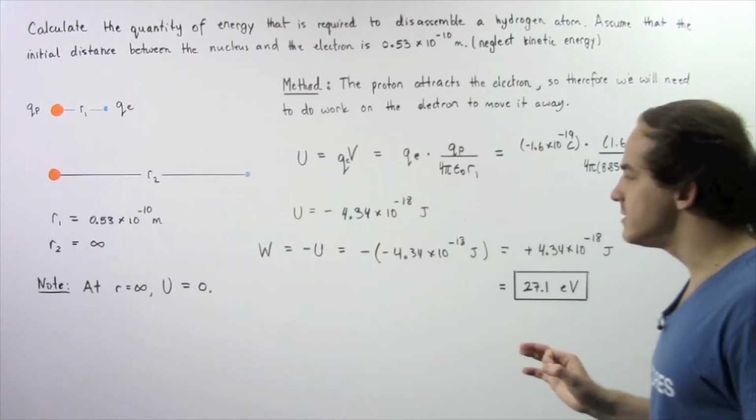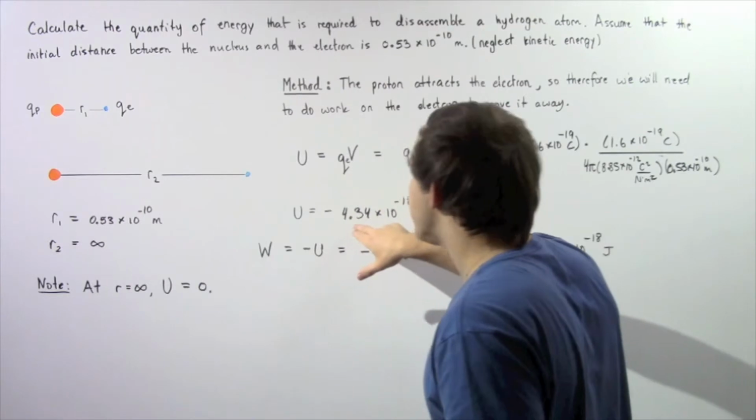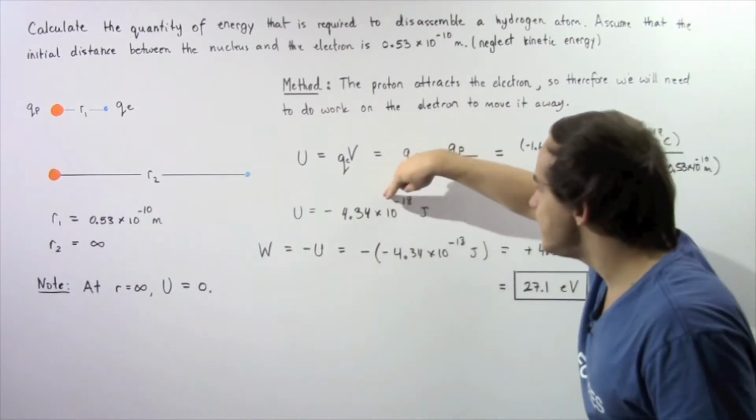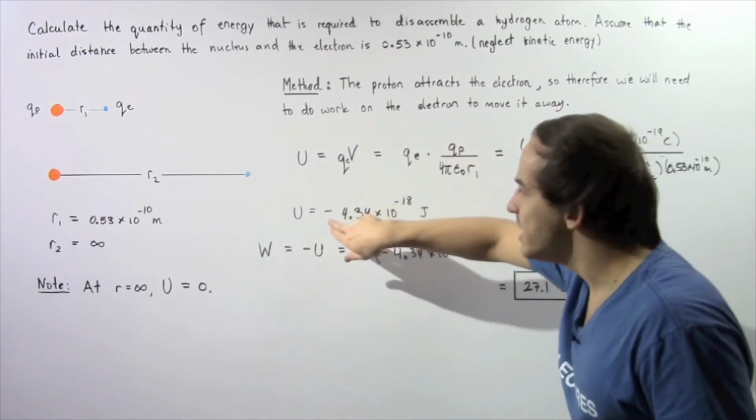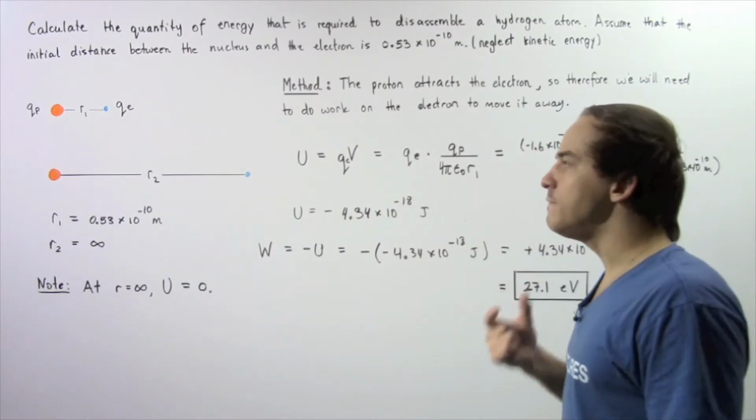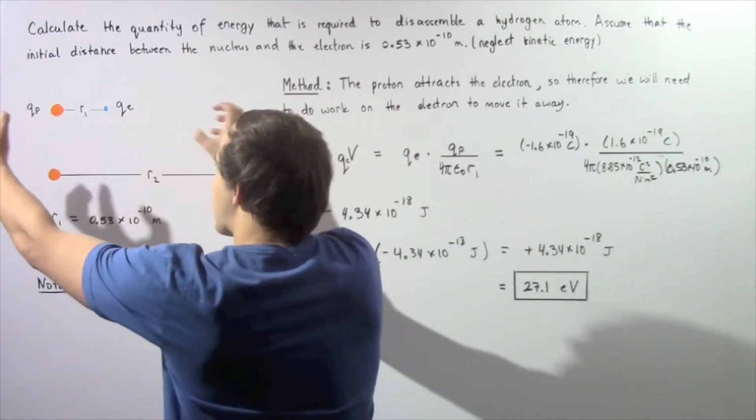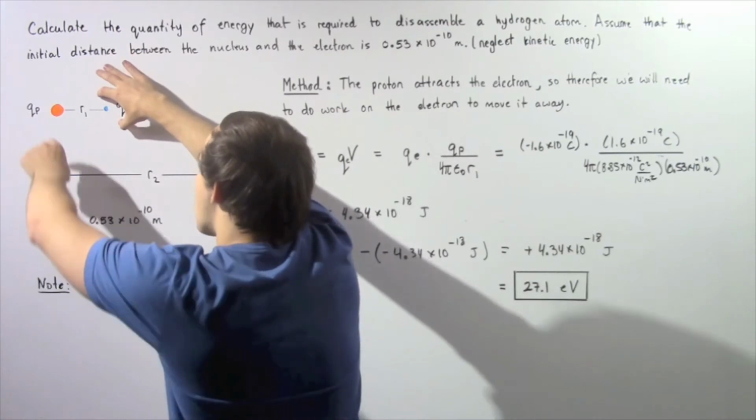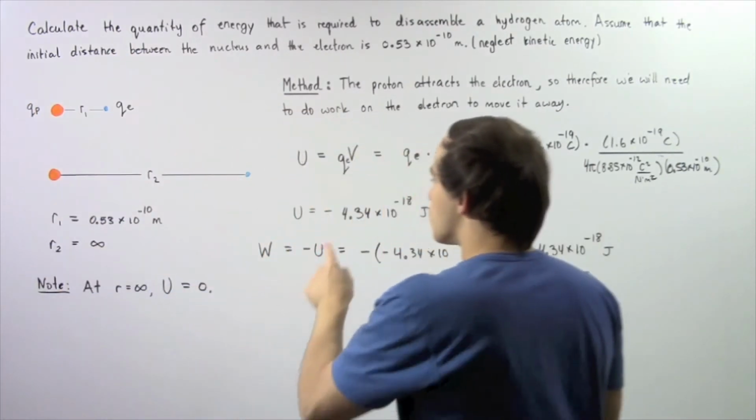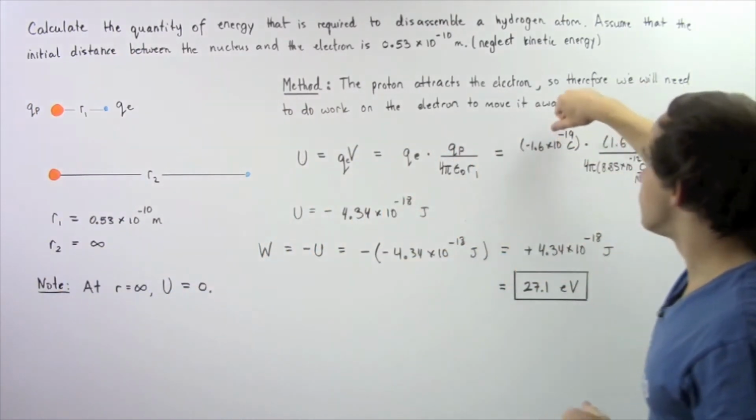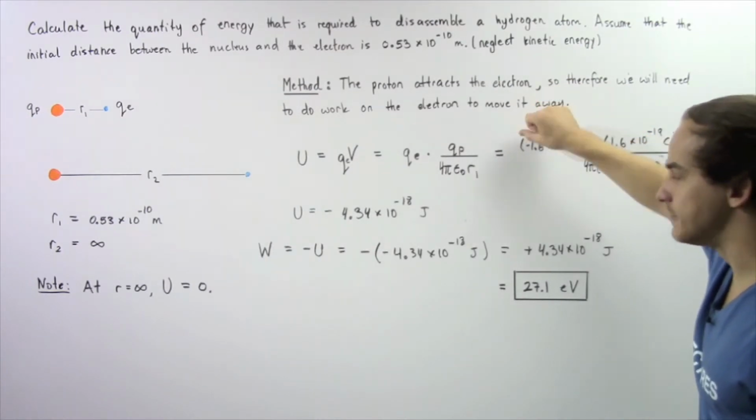And we get a quantity of negative 4.34 times 10 to the negative 18 joules. The negative simply comes from the fact that this is an attractive force and we have a negative charge and a positive charge, so our negative essentially comes from this negative sign.